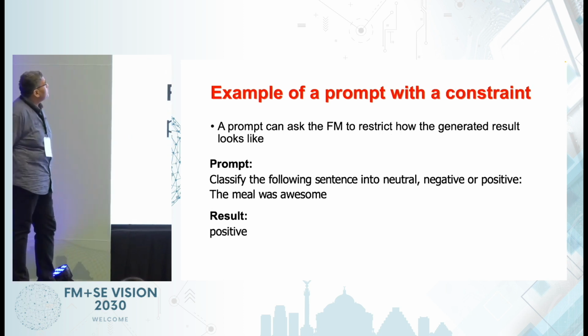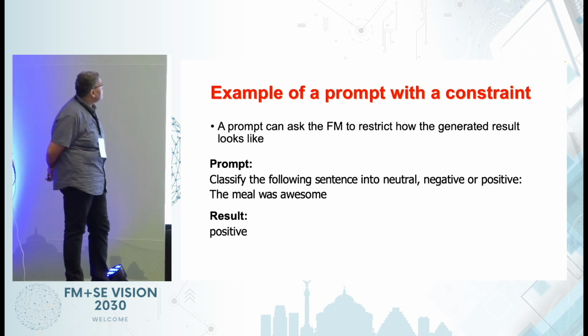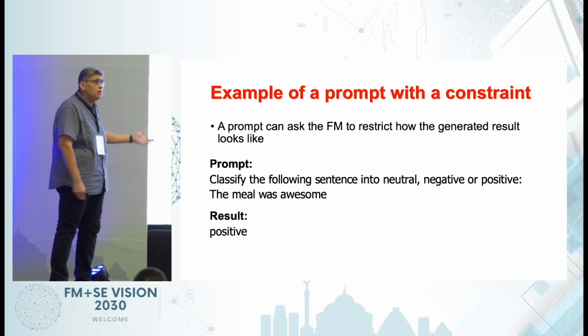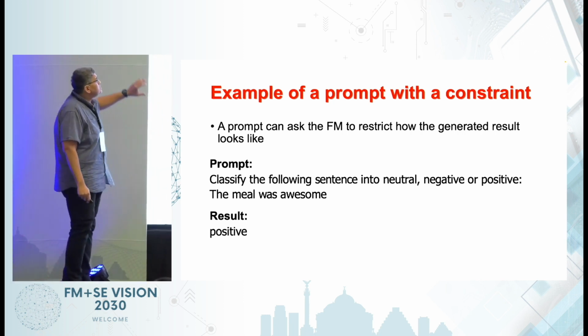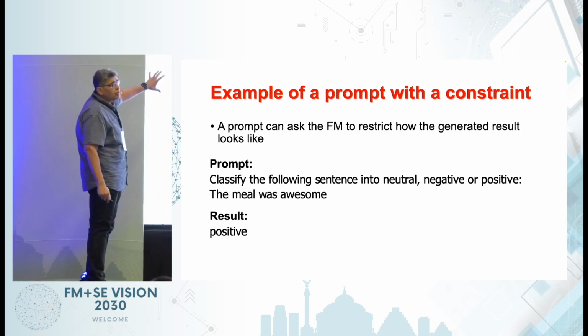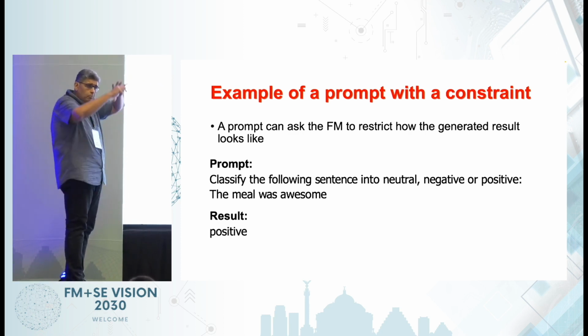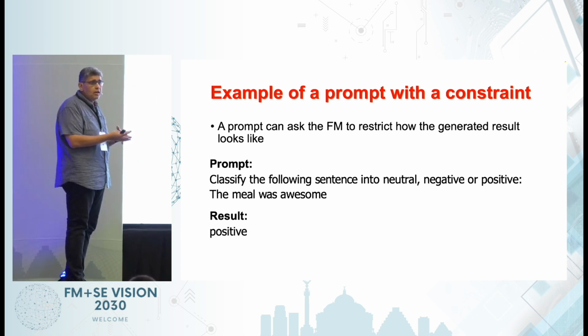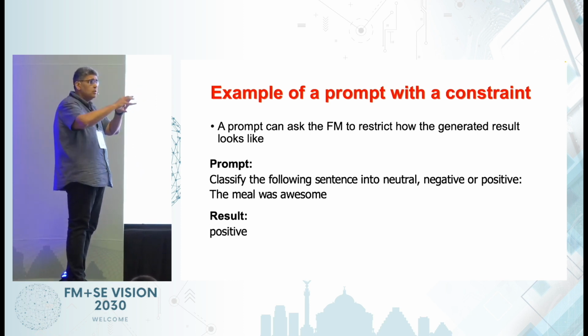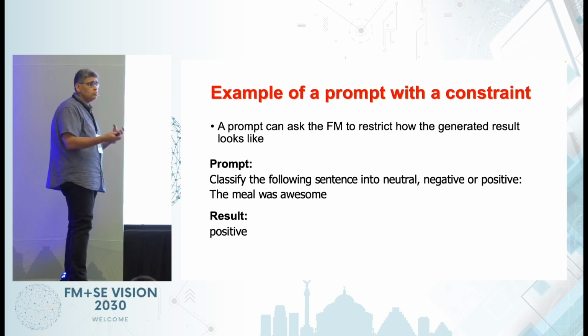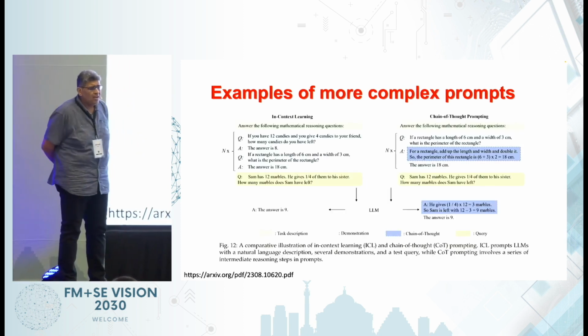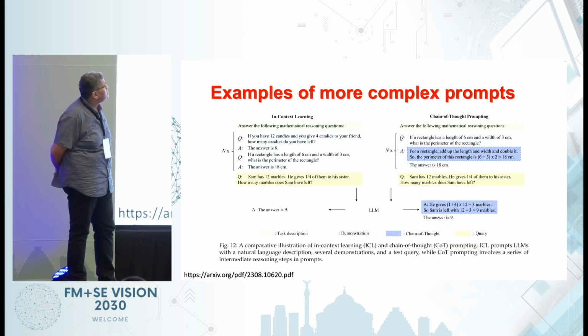This is an example where you can ask the foundation model to restrict how the generated result looks. So, classify the following sentence into neutral, negative, or positive. You tell it these are the three options it has, and then it will give you one of the options. This is a very simple example, but you could say, give me the results in JSON format. Once you have it in JSON format, it can plug into so many web services. Now you have web services talking with foundational models, and you have software that's not only foundational model. This is an example of more complex prompts.